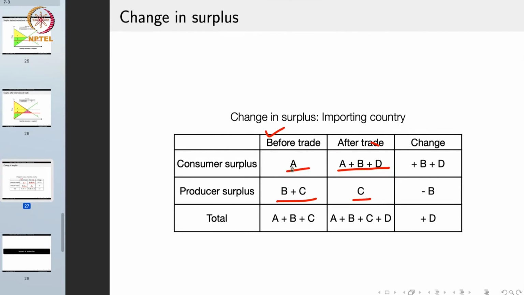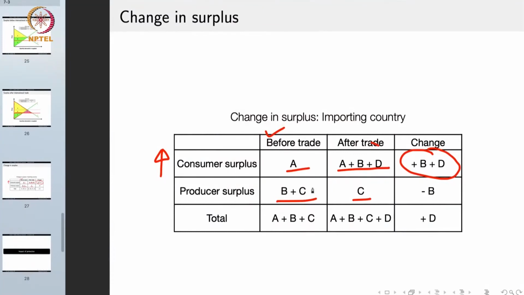Now in this case, you can observe that before trade, the consumer surplus was less. After the trade, the consumer surplus has increased, and the change is plus B plus D, which means that for the importing country, the consumer surplus increases. This is because the consumers are now able to get the products at a reduced price. The consumer surplus tells us the difference between the value that the consumers put on the good and the price at which they are able to get it. Because of the trade, the value will not change, but the price has reduced, and so the consumer surplus has increased.